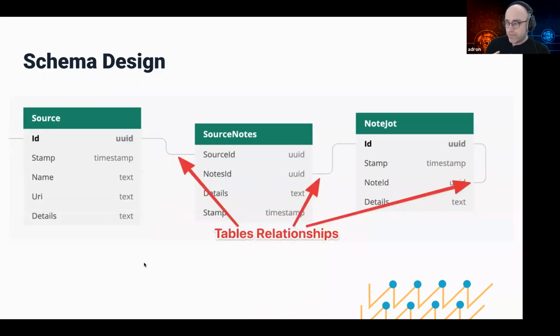The tables then have relationships, which are of various types. In a relational database, it's primarily a one-to-many relationship, a many-to-many relationship, or a recursive relationship, i.e. a table back to itself. If you look at the note jot table there, on the far side you see a recursive relationship line being drawn back to it.